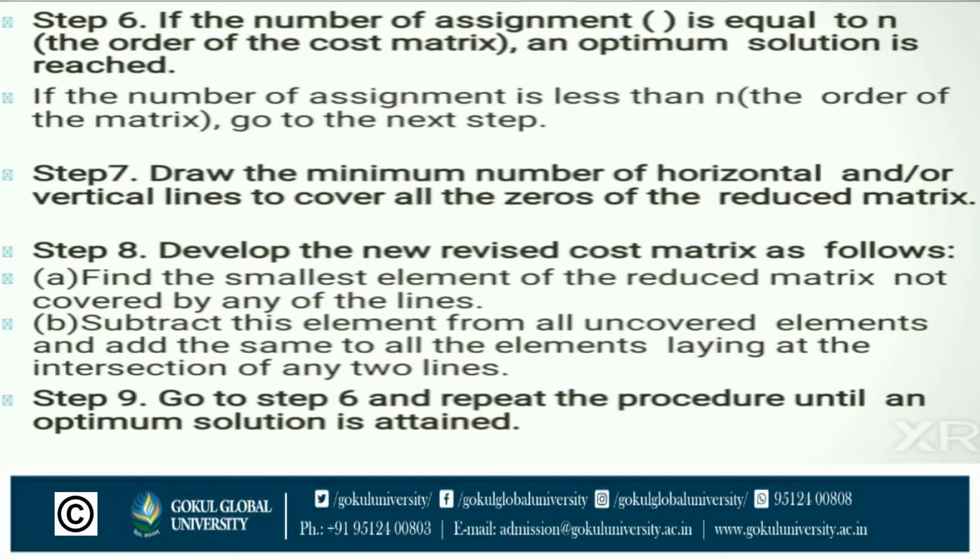So we can get the minimum cost matrix. Develop the new revised cost matrix as follows. Find the smallest element of the reduced matrix not covered by any of the lines. Subtract this element from all uncovered elements and add the same to all elements lying at the intersection of any two lines. Go to step number 6 and repeat the procedure until the optimum solution is attained.